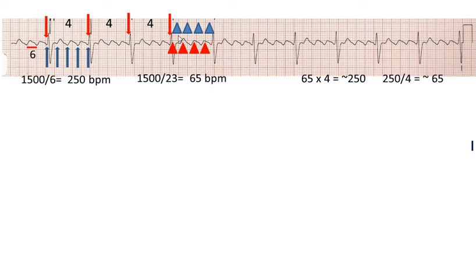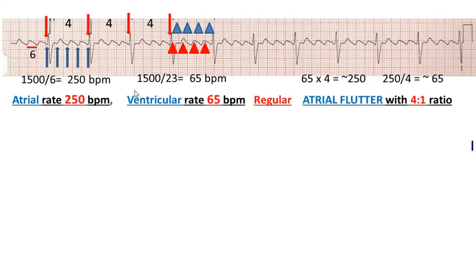You can mark your paper here and here and here and here and here and have 4 marks on that paper, hold it up to the QRSs, and you will see it's a perfect 4-to-1 fit. So this guy's going at an atrial rate of 250, ventricular rate of 65, and he is an atrial flutter with a range of 4-to-1.